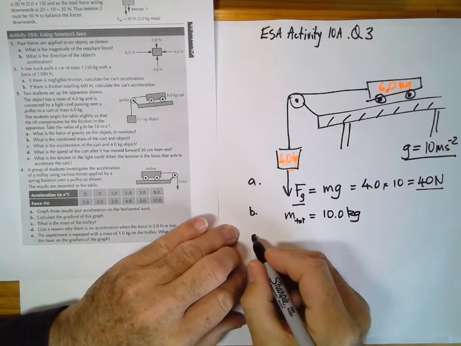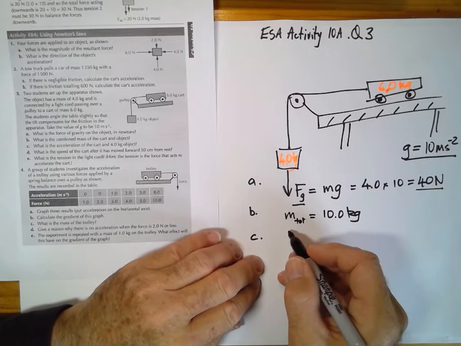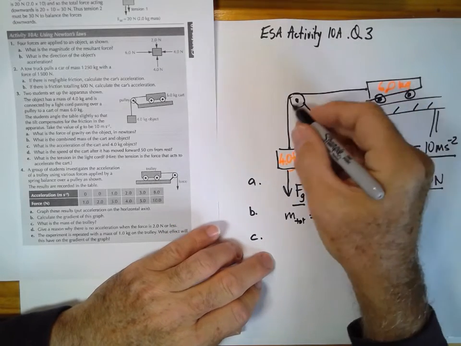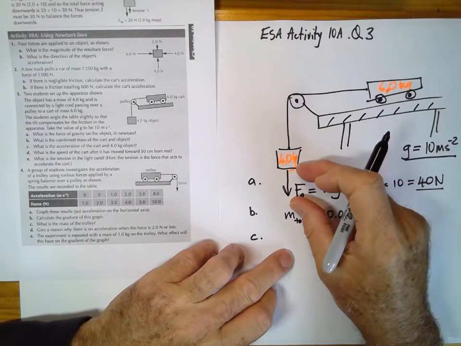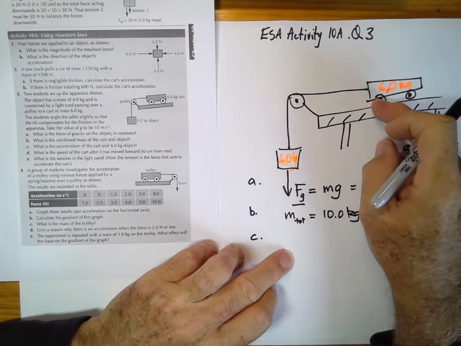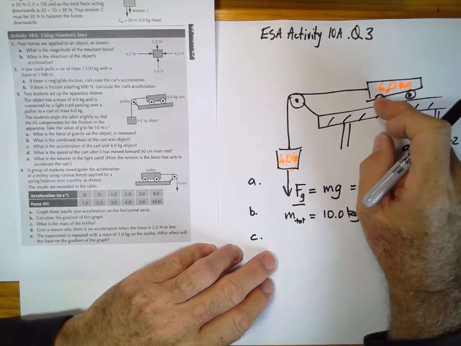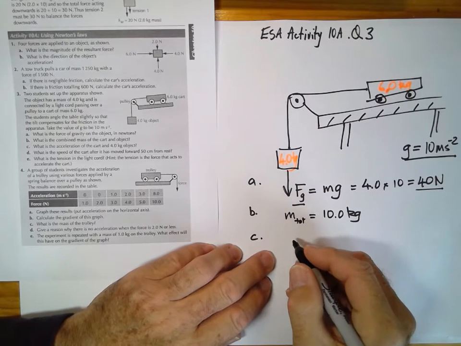C, what is the acceleration of the cart and the 4 kilogram object? Now these are tied together by the string. As the mass is pulled down, the cart's pulled, and because the string's not stretching, they're going to have the same acceleration and the same velocity at each point. So what's the acceleration of the cart?